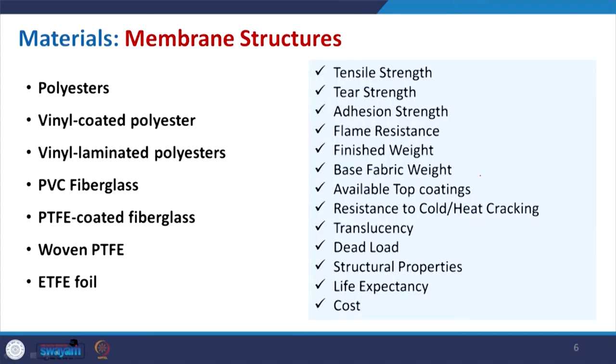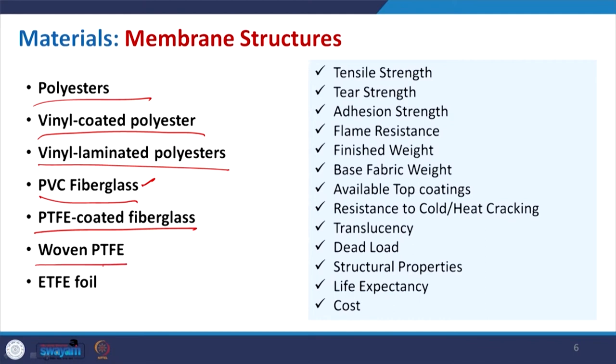Moving forward, the available materials in the market. We have polyester. We have vinyl coated polyester, which is better than the normal one. Then vinyl laminated polyester, and PVC fiberglass, which can also be used and is useful. Now the woven PTFE or ETFE are really helpful. What exactly is PTFE? That is polytetrafluoroethylene, the full name of that. These have better response towards extreme variation of the weather, and these are also very useful materials, having better resistance against heat, cold, cracking and all.